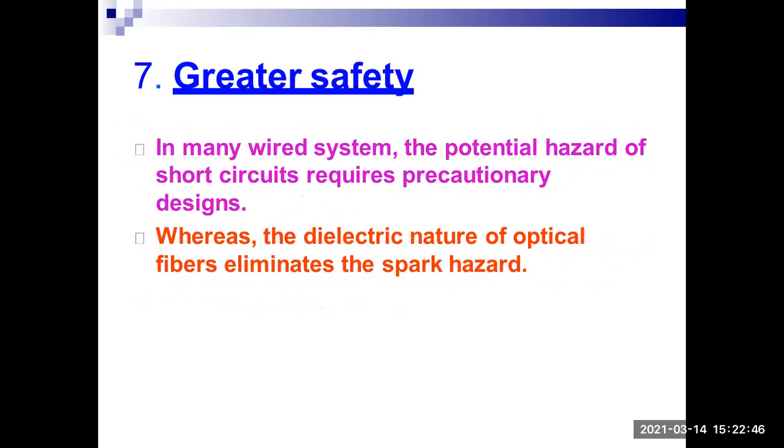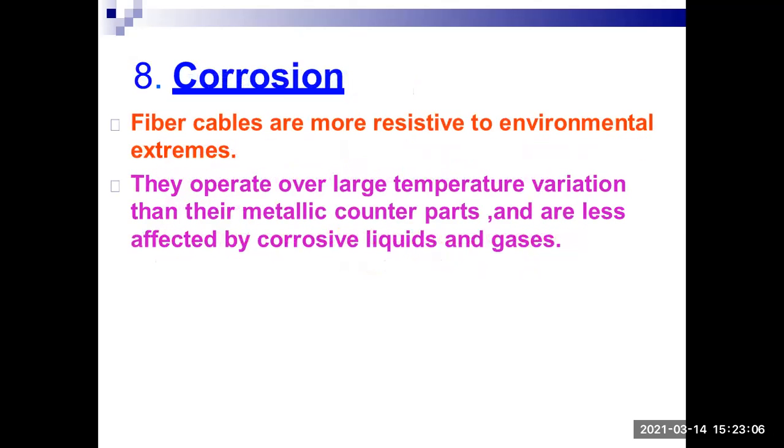And safety. See, here the potential hazards, short circuits, and also the lightning system, and water havoc also, can be minimized with respect to the copper metallic cable. So optical fiber has greater safety. And corrosion also is an important aspect. Due to environmental extremes, there is a possibility of corrosion, and fiber cables are more resistive to these environmental extremes, and they can operate at a larger temperature range when compared to the normal metallic cable, right?